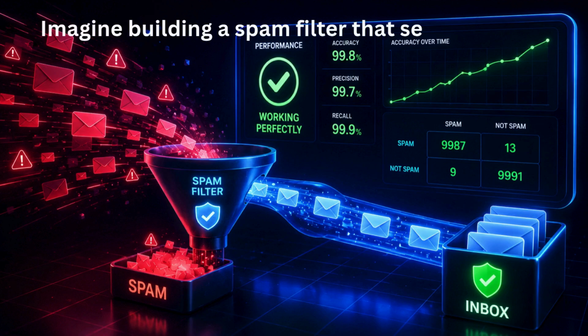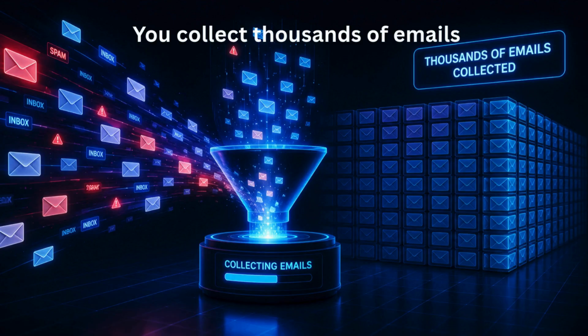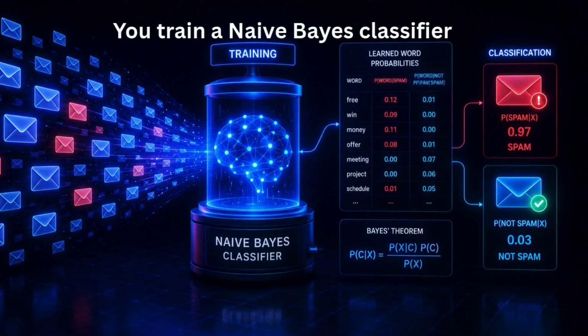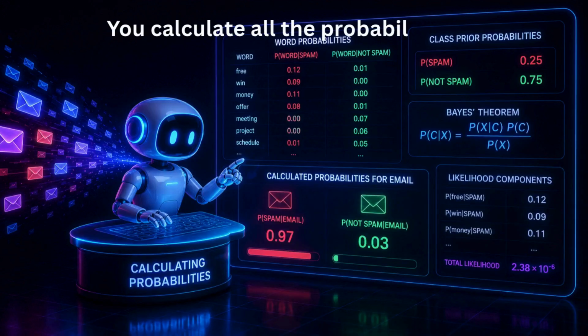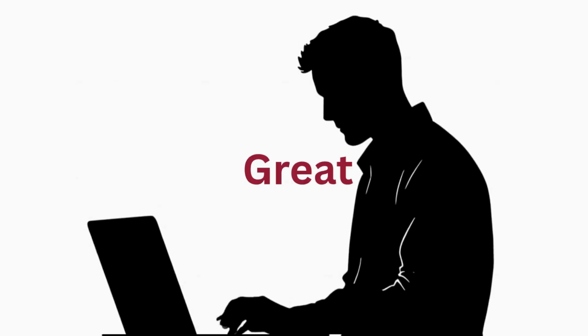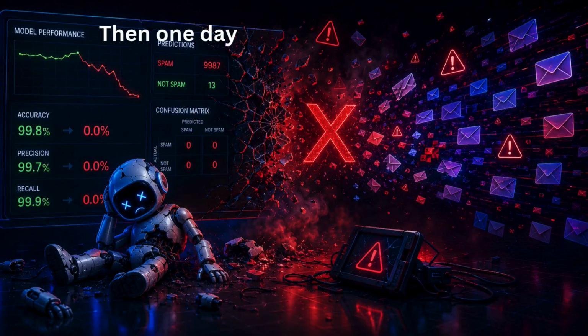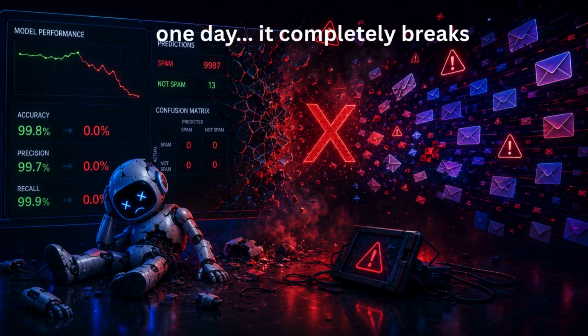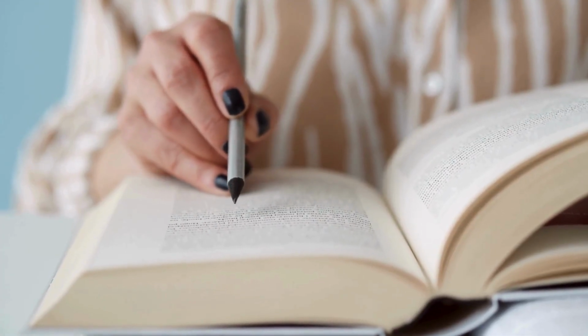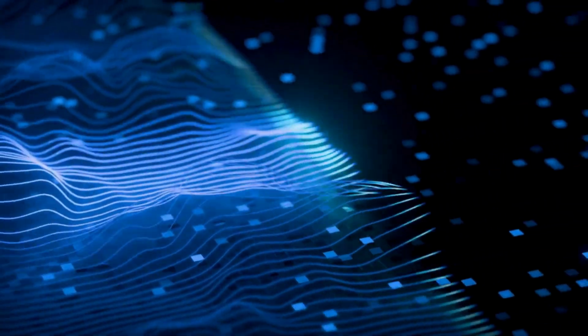Imagine building a spam filter that seems to work perfectly. You collect thousands of emails. You train a naive Bayes classifier. You calculate all the probabilities. And everything looks great. Then one day, it completely breaks. And the reason why reveals one of the most important lessons in machine learning.